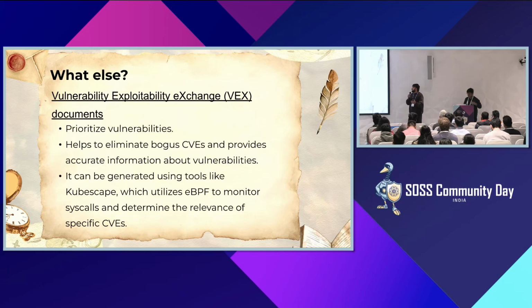What else? After this, if you are following these principles, what else can you do to prioritize or minimize the vulnerabilities that are there for software? The first thing is VEX documents. They help you prioritize vulnerabilities and identify the false positives. Sometimes there might be a vulnerability that doesn't really affect your whole life cycle. You can ask for VEX documents, which will show you the effect of a CVE on your project. You can also eliminate bogus CVEs, eliminate false positives.